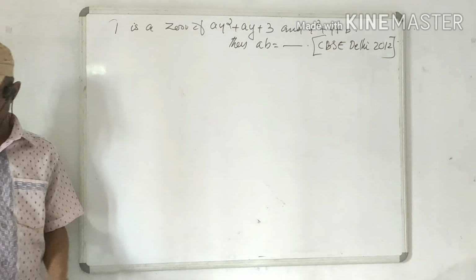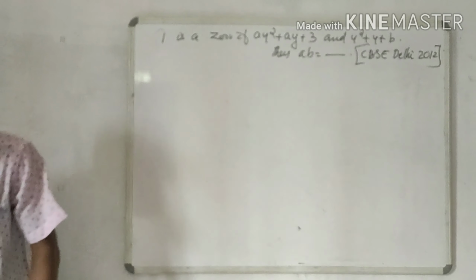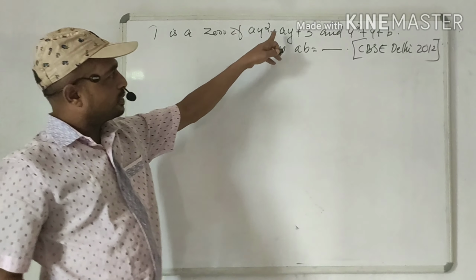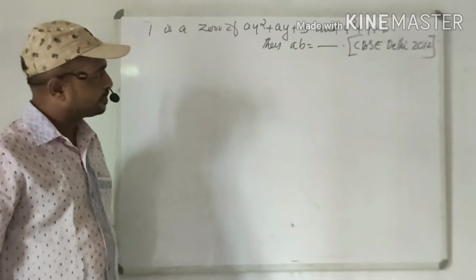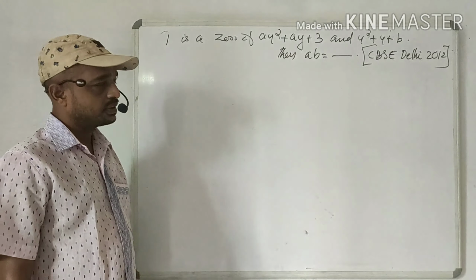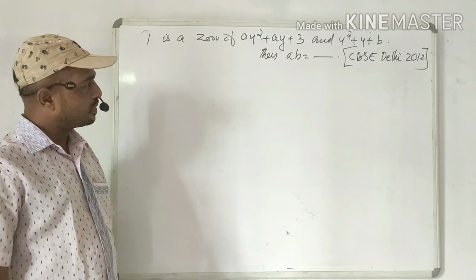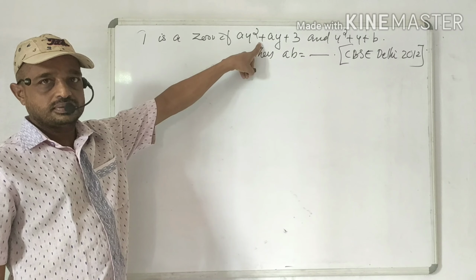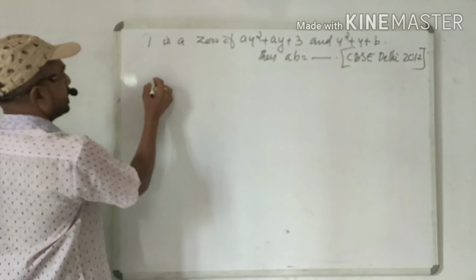So how is all this? See, it is given that 1 is a zero of both these polynomials. Then you are required to find out AB. So what is all this? It is given that 1 is a zero of this polynomial. So what will be? P of 1 equal to 0.